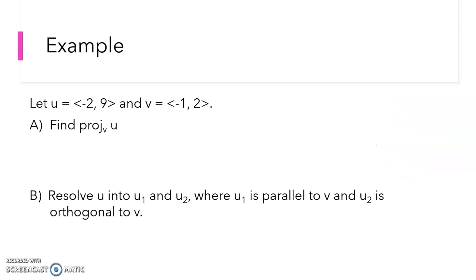In this example, we're given u is -2, 9 and v is -1, 2. In part A, they want us to find the projection of u onto v, and in part B, they want us to resolve u into u1 and u2, where u1 is parallel to v and u2 is orthogonal to v. So I would recommend starting out by finding the dot product of u and v and finding the magnitude of v and squaring it. Then you can use the formula for the projection of u onto v, and that will help you find part A. So try and do that, and then press play to see if your answer is correct.